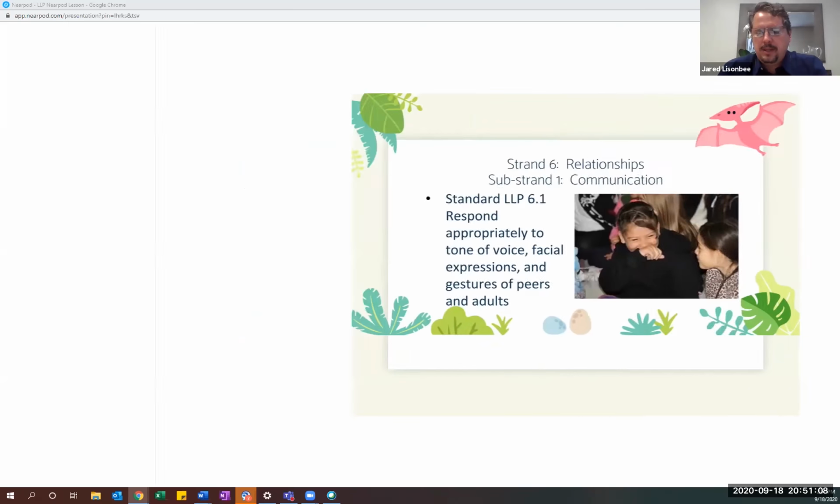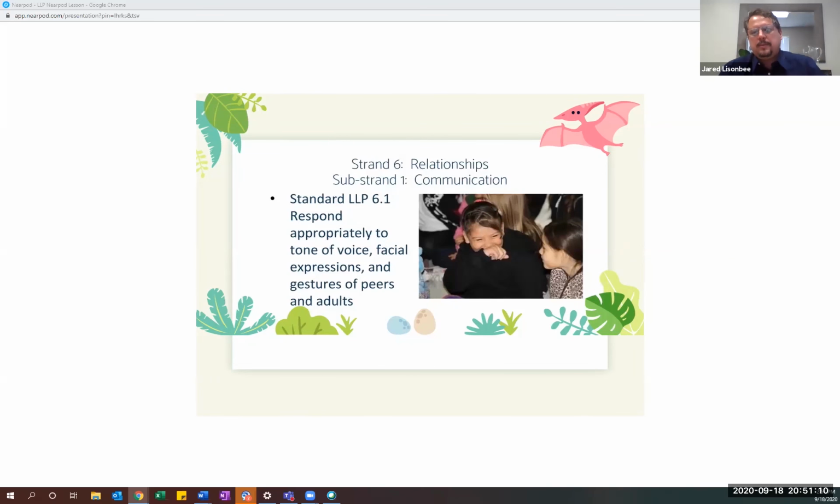Okay, let's go to the next one. The next strand 6 is relationships, and the substrand 1 is communication. Here, the standard is respond appropriately to tone of voice, facial expression, and gestures of peers and adults. Going back once again to paying attention to, attention focusing and other details there.